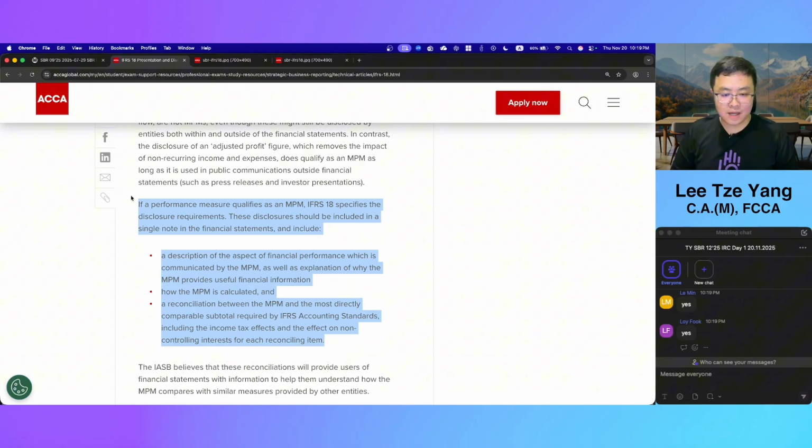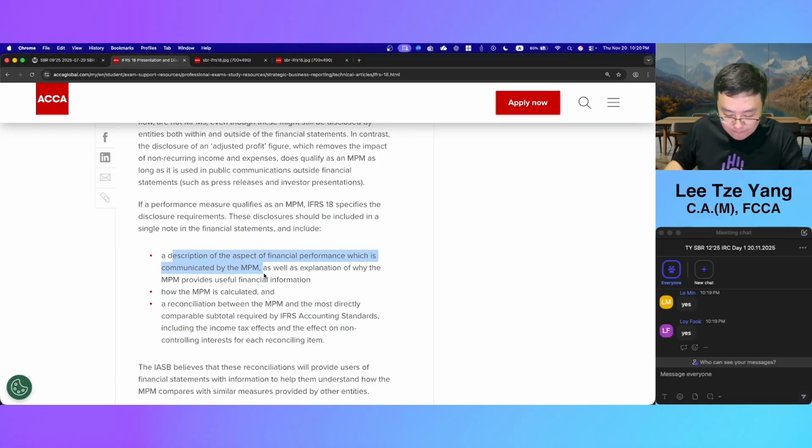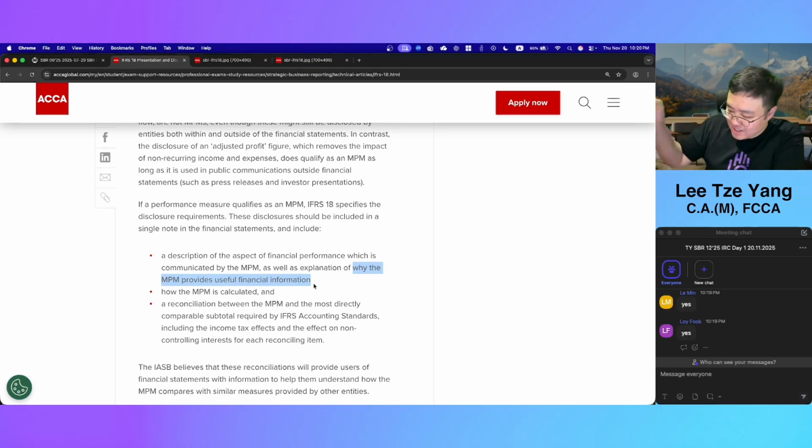So the disclosure must talk about, number one, what is this MPM about? Which aspect of financial performance is being communicated? In short, what is this about? Then second one, why is this useful to you? They want the management to say, you use this MPM, you then tell people, what is it about? Why is it important? Is that all? No. How to calculate?